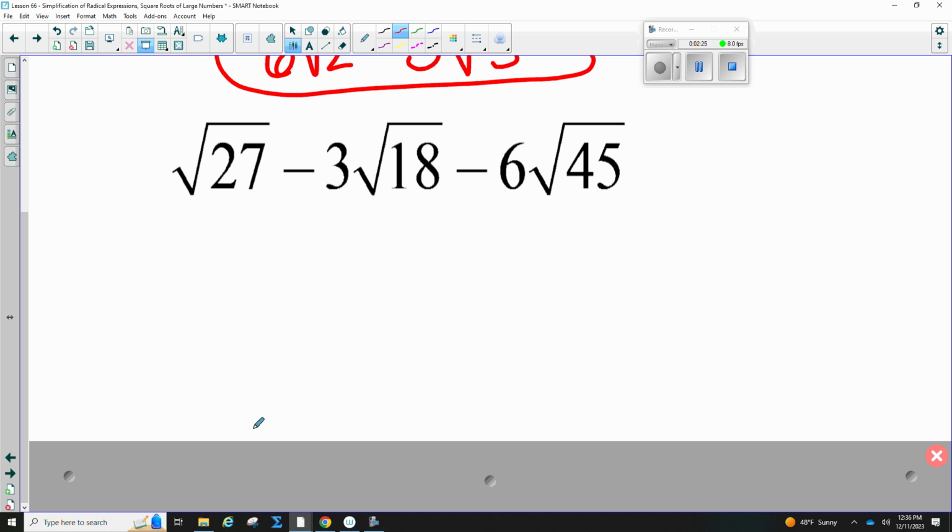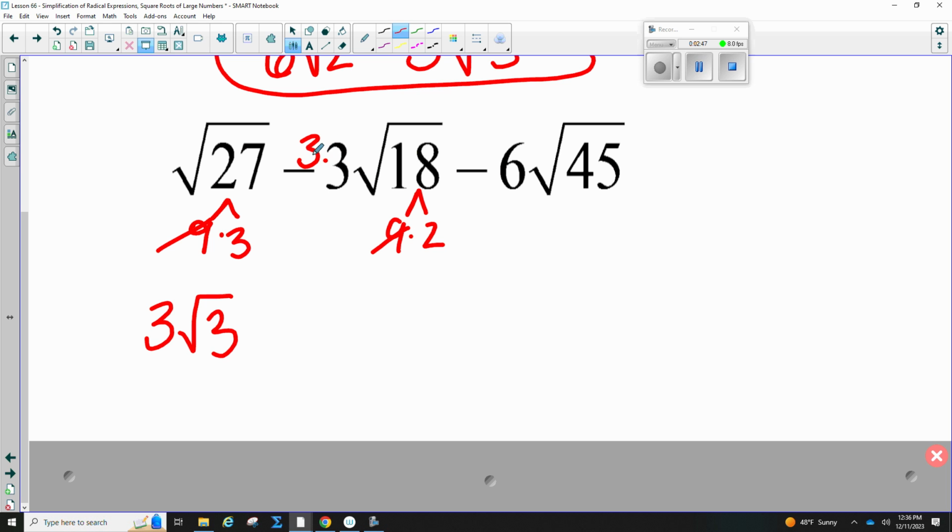Okay, here we go. So 27 we just did is 9 times 3. And we take the square root of 9, which is 3. And the other 3 stays inside the house. And then 18 is 9 times 2. And the square root of 9 is 3, which is going to multiply to this 3 that's already in the front. So minus 3, and the root 2 stays in the house.